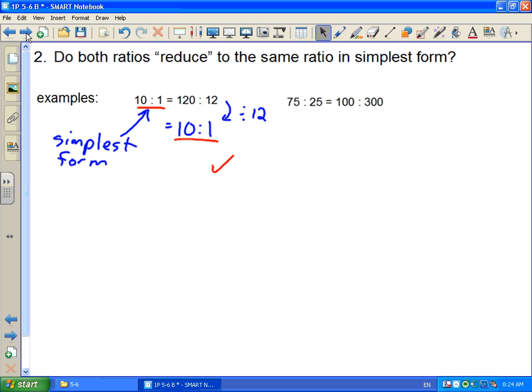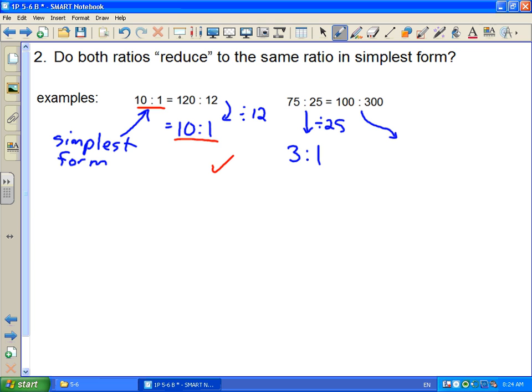Let's take a look at the second one over here. We've got 75 to 25 equals 100 to 300. Let's put both of these in simplest form. For the first ratio, I can divide both of these by 25 to get this in simplest form. So 75 divided by 25 is 3, and 25 divided by 25 is 1. So in simplest form, this ratio is 3 to 1.